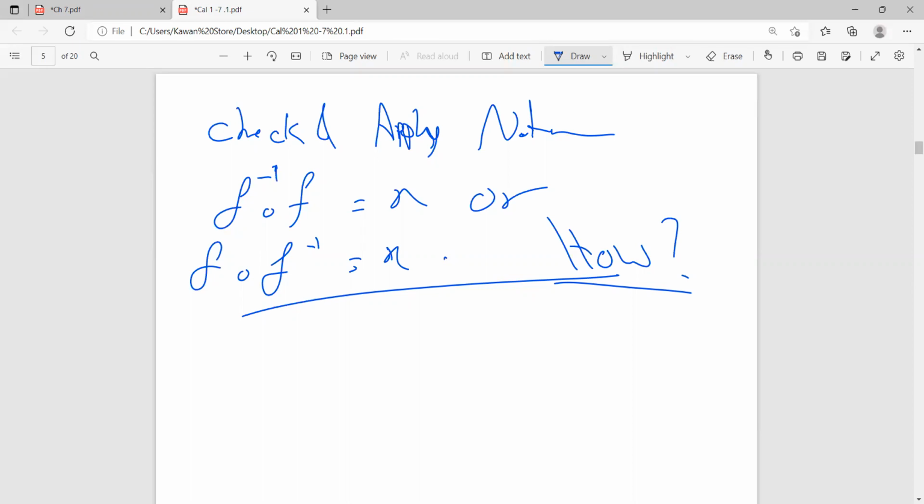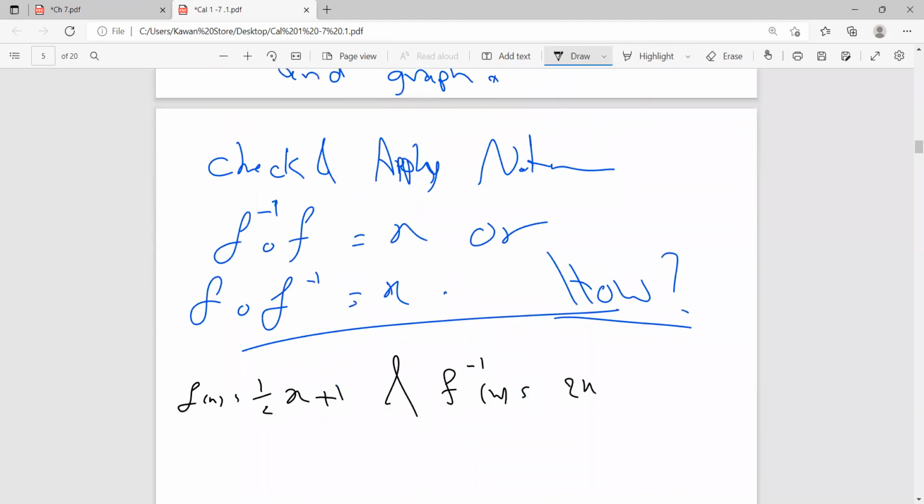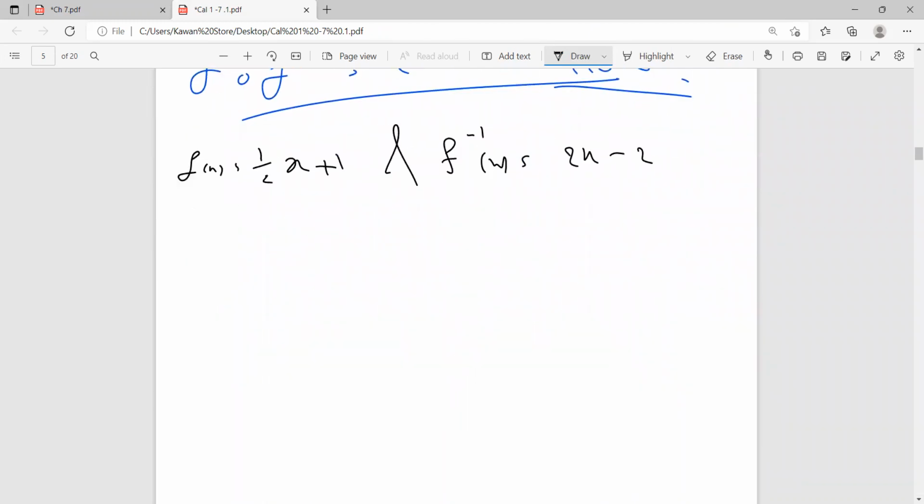How do we apply this note? For example, look at the board. Our function was f of x equals 1 over 2x plus 1, am I right? And f inverse is what? It was 2x minus 2. Now I'm going to apply this one.